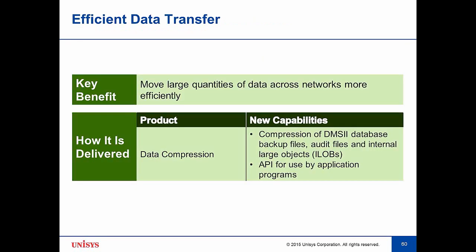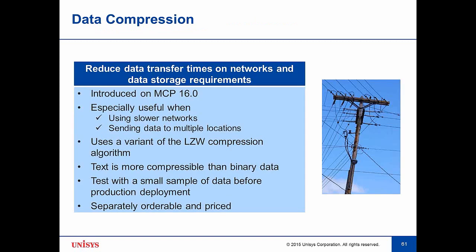So many of you have to move large quantities of data across networks, and in MCP 16.0 we introduced a new data compression product that was designed to help you do this more efficiently. We think this product is especially useful if you have slower networks or if you have a lot of data that you have to move to multiple locations. This product uses a variant of the LZW compression algorithm. Like most compression products, text is more compressible than binary data. We recommend that you test this product with a small sample of data before deploying it in production, and this is a separately orderable and priced product.